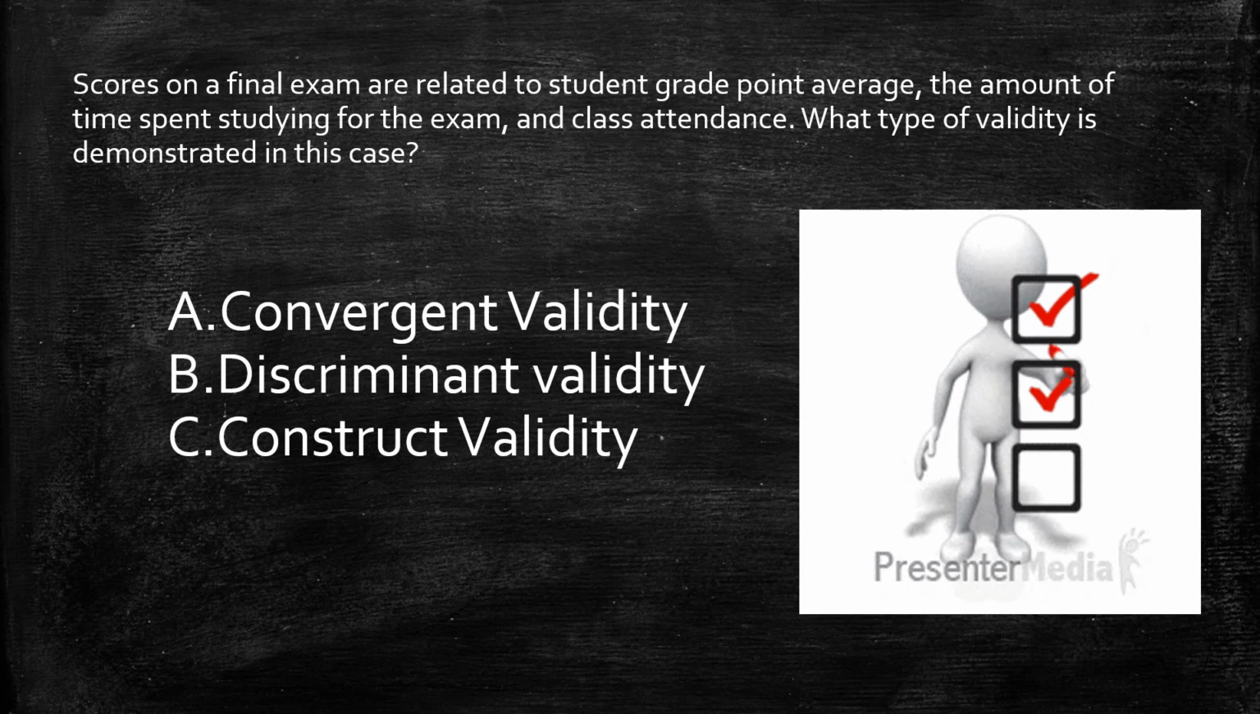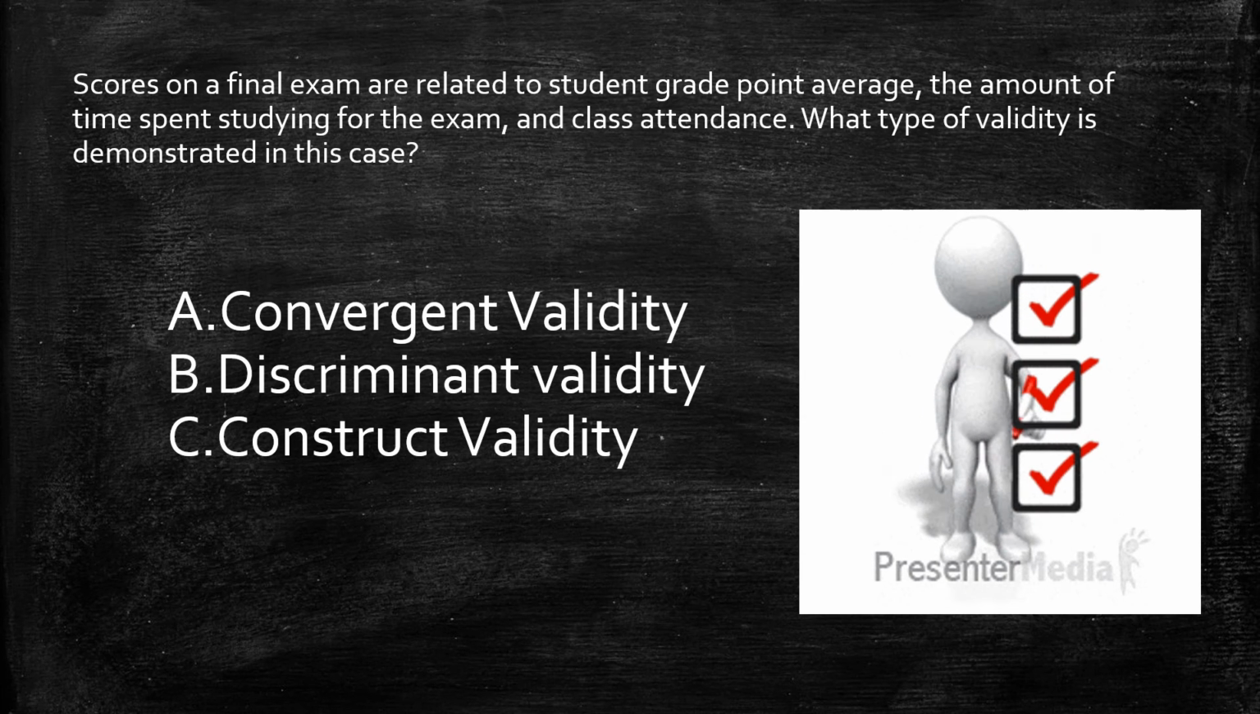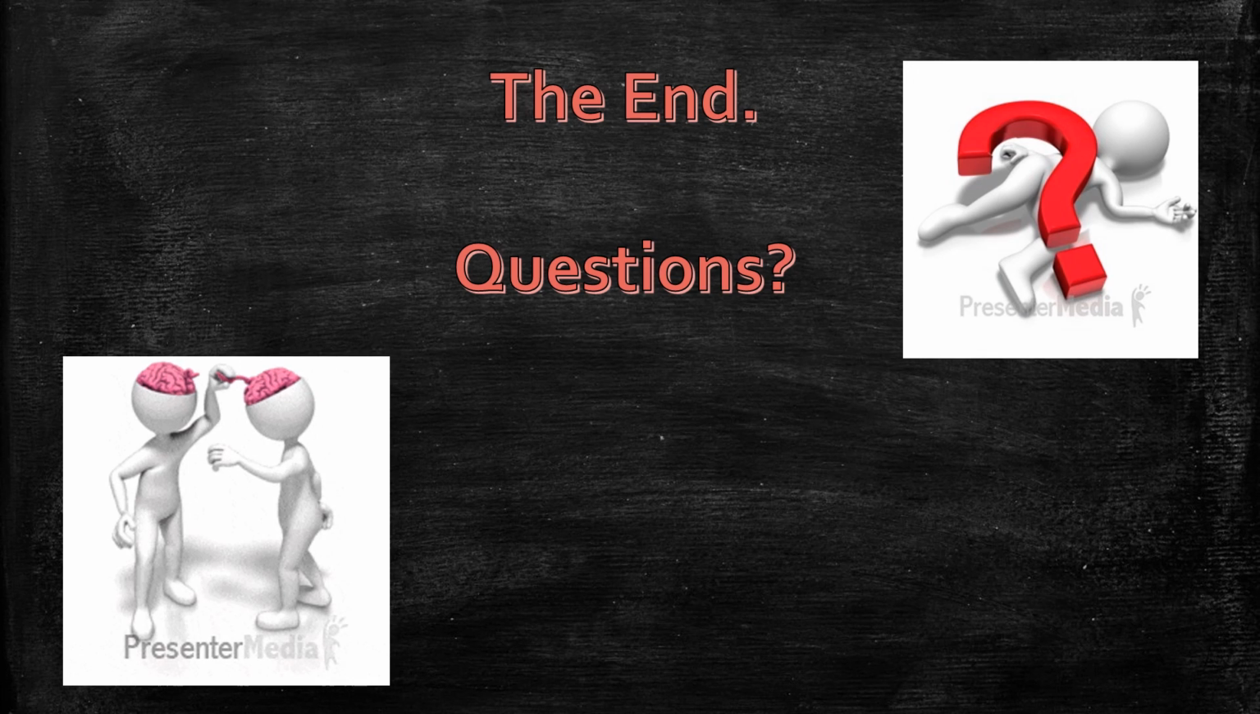Scores on a final exam are related to student grade point average, the amount of time spent studying for the exam, and class attendance. What type of validity is demonstrated in this case? A. Convergent validity.